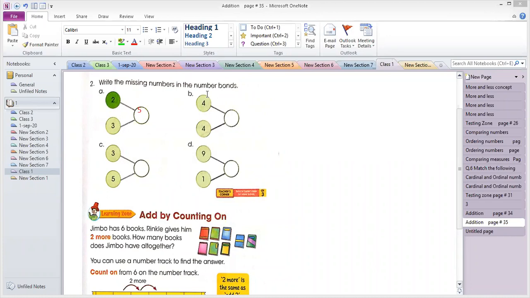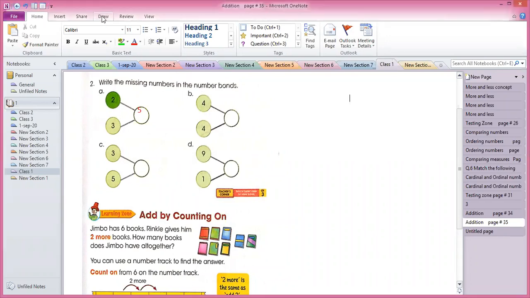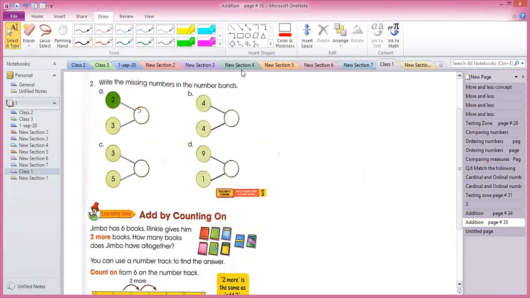Can you add 4 and 4? If you cannot, draw the lines. What is the number 4? Draw 4 lines. 1, 2, 3, 4. What is the next number? Also 4. 1, 2, 3, 4.